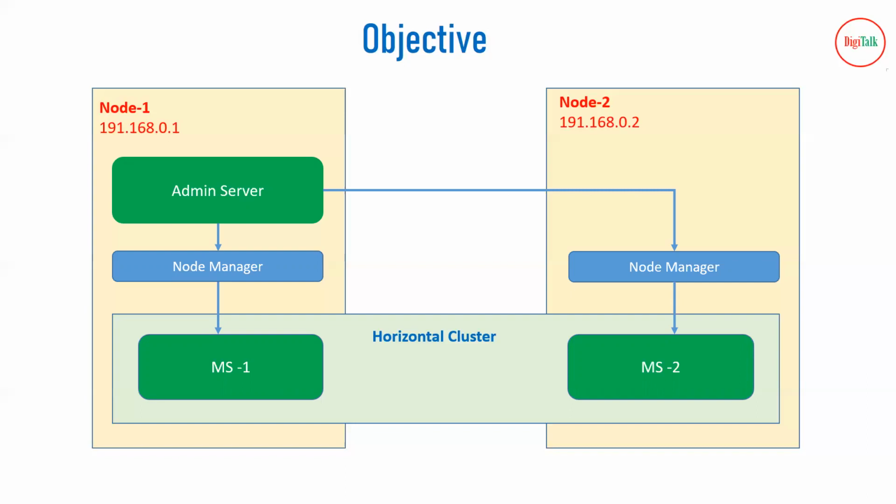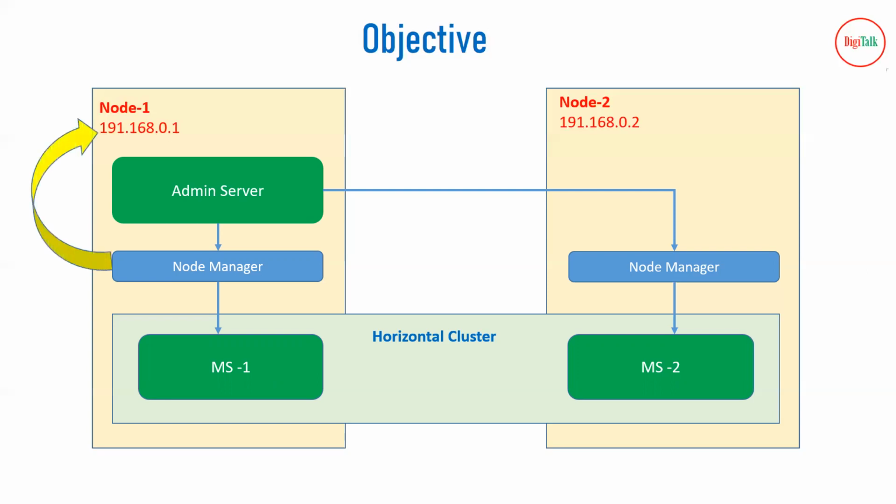This is the functionality of the node manager: it is used to control your managed servers locally as well as remotely. Local means it is running on the same node where you have your admin server, and remotely means it is running on a separate node where you do not have an admin server. Basically, this is the case in horizontal clustering.